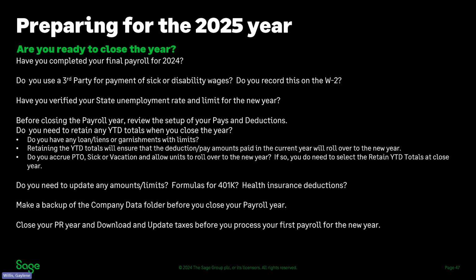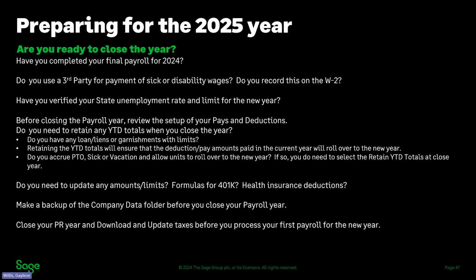So much easier. Have we verified our state unemployment rate and limit for the new year? In other words, you'll usually have gotten something from the state. It's usually in December. If you haven't gotten it, reach out to the state, find out where it was sent, or even reach out to your controller, as maybe it was sent to them. But you want to have this information because this is a tax that we don't update. We don't know what the experience rating may be for your company, so we don't know what that rate is. And that's something that you'll need to update.